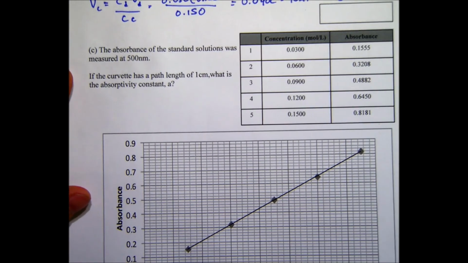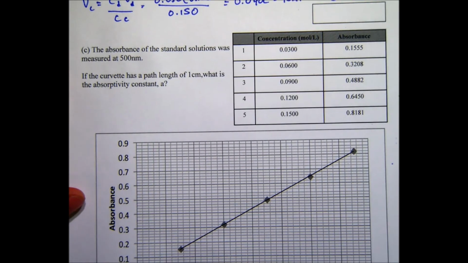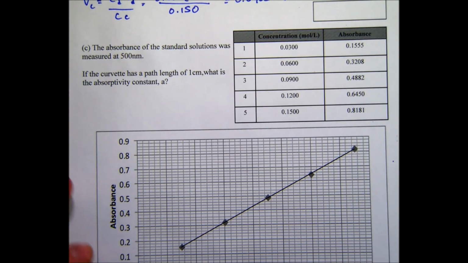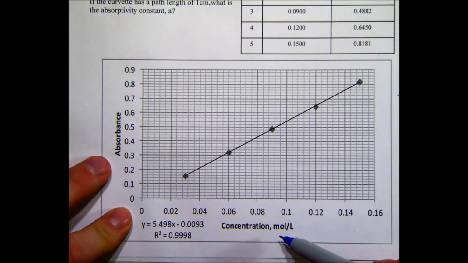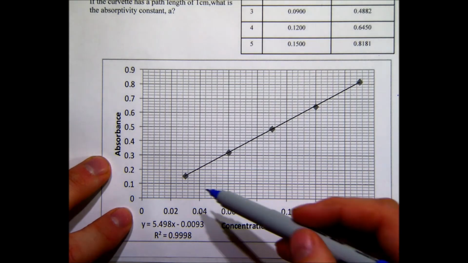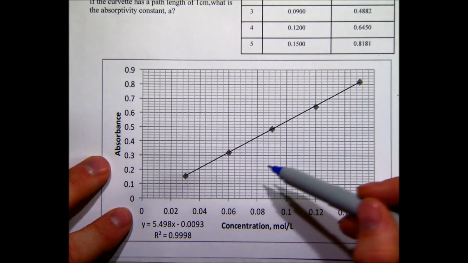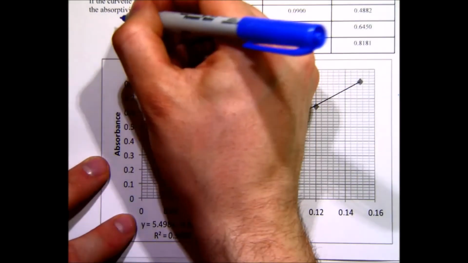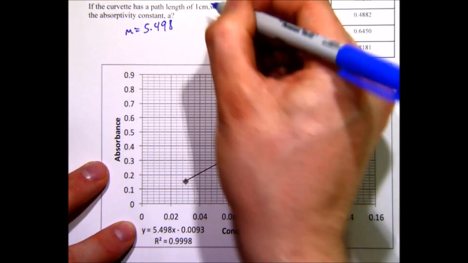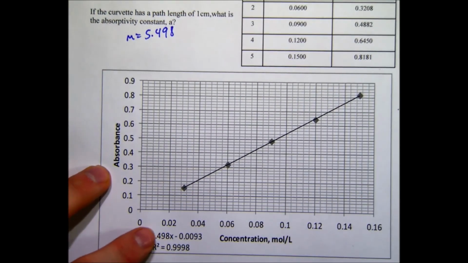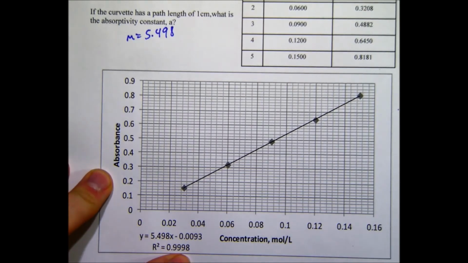So the question C says, if the cuvette has a path length of 1 centimeter, what is the molar absorptivity constant? You can see on my graph I have concentration in moles per liter as the x variable and absorbance as the y variable. I plotted my points and put a line of best fit. I did this on Excel already, and we can see that the slope is equal to 5.498 just from the equation. Noticing my r squared value is very, very close to 1, so this has a strong linear correlation.